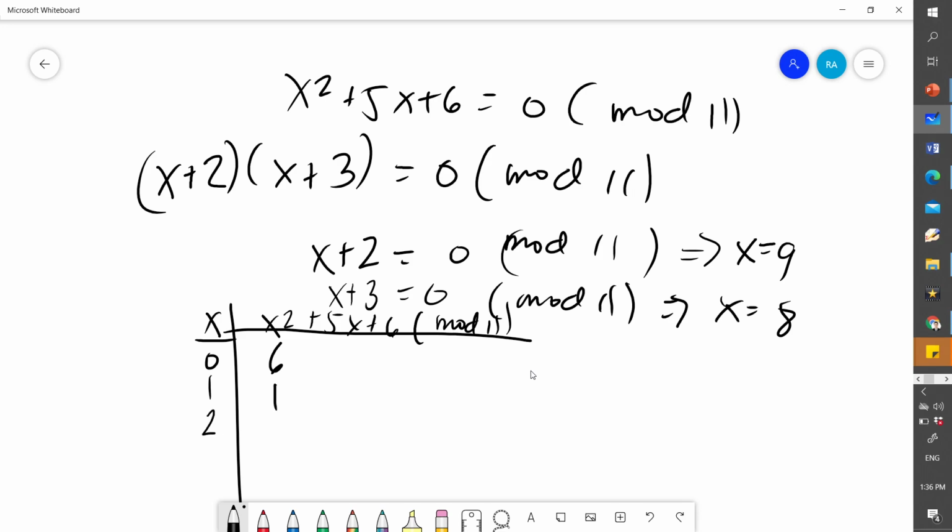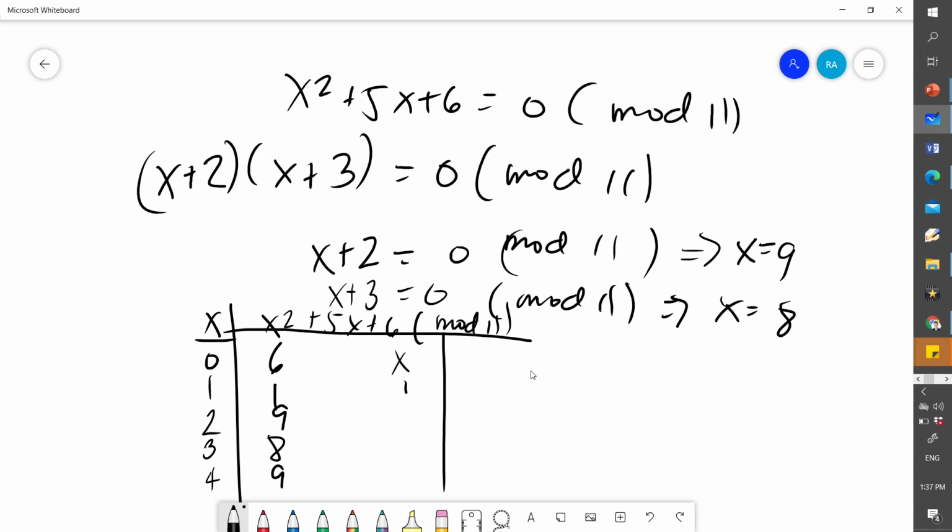1. What about the value of 2? So 2 squared, 4, plus 5 times 2 is 10, 14, plus 6, 20 mod 11. So what is the value? 9. Okay, so if we're going to fill out the rest of the table for 3, we have here 8, then 4. If we will just continue, right? Okay, and then I'll just continue on this part.